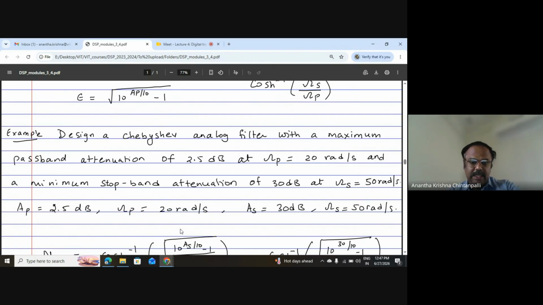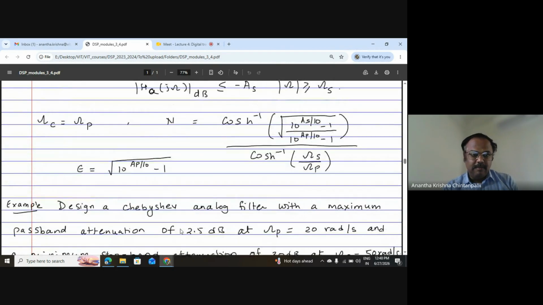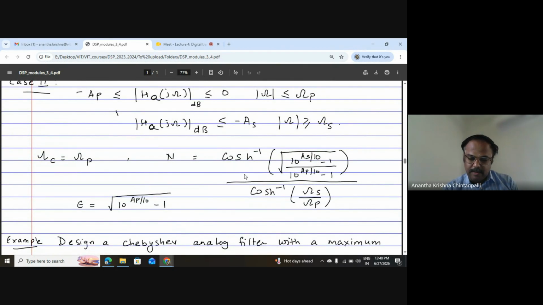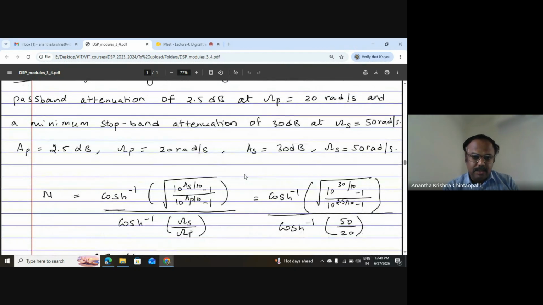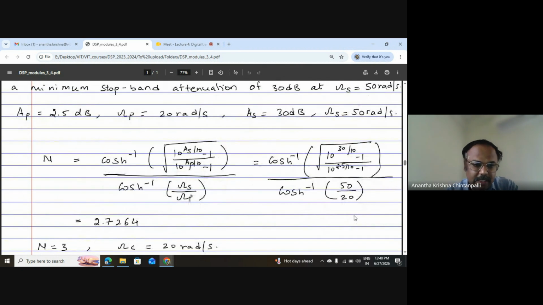So first thing we see here is this is a dB scale. So I have a formula for the dB scale. This is the dB scale formula. So I go back and put that n is equal to inverse hyperbolic cosine of the numerator divided by the inverse hyperbolic cosine of the denominator. So I substitute the values carefully, and then my filter order n is 2.72. So my filter order is 3. My omega c is going to be 20 radians per second because that is equal to omega p.